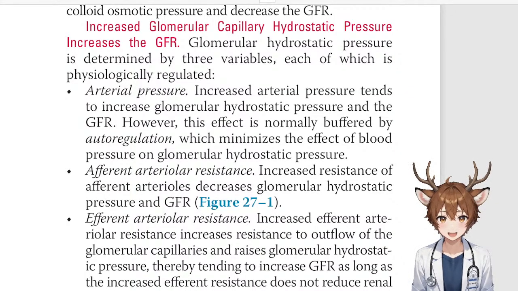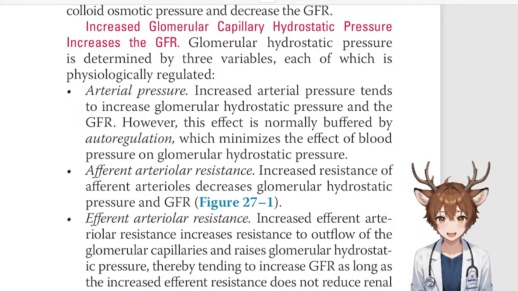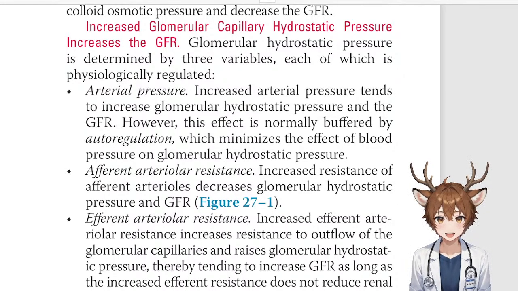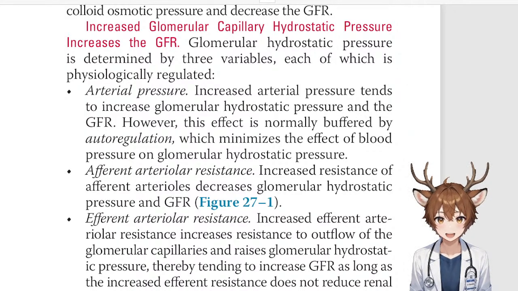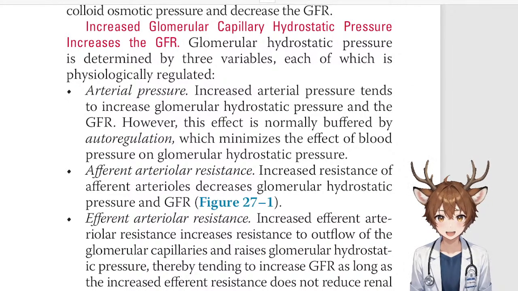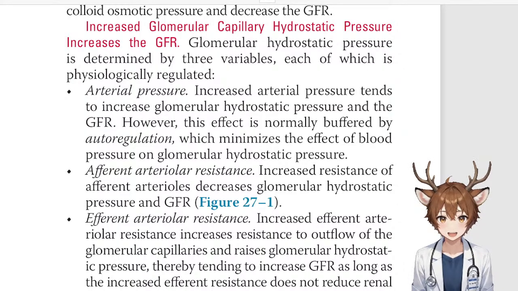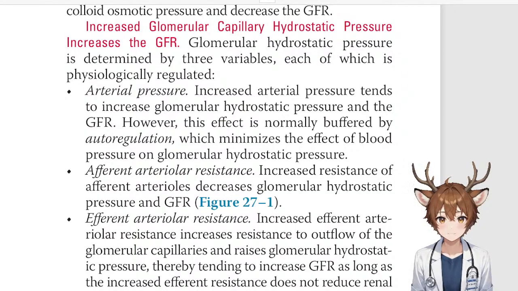Increased glomerular capillary hydrostatic pressure increases the GFR. That's pretty self-evident, yeah. Glomerular hydrostatic pressure is determined by three variables, each of which is physiologically regulated. Arterial pressure: increased arterial pressure tends to increase glomerular hydrostatic pressure and the GFR. However, this effect is not normally buffered by autoregulation, which minimizes the effects of blood pressure on glomerular hydrostatic pressure.